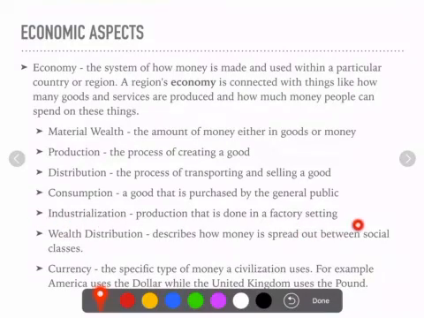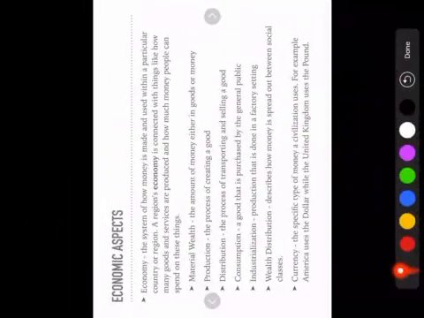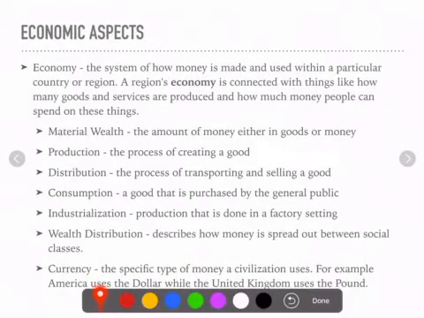All right, industrialization. This just means that there's factories around. Some countries don't really have factories at all, right? So you're going to have to look into it. Do they primarily have factories, or do people work in other jobs? Okay, is it all farming? Something like that. Okay, wealth distribution.